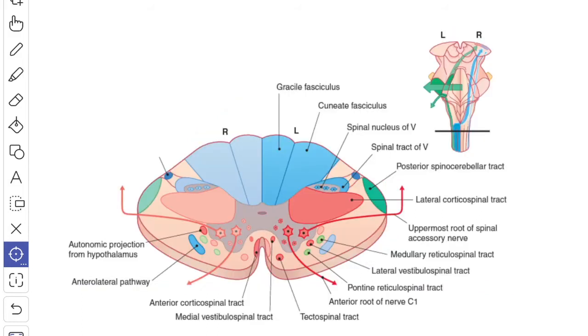This is another picture. Here you can see the two nuclei. One is the spinal nucleus of the accessory nerve, and this extends up to the fifth cervical spinal segment. And this is the supraspinal nucleus, which gives off the efferent fibers for the first cervical nerve. And this is continuous above with the nucleus of the hypoglossal nerve.